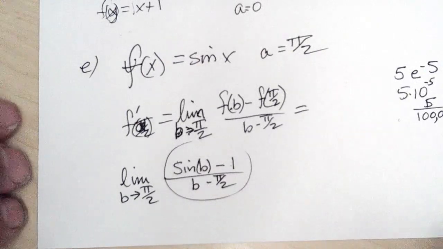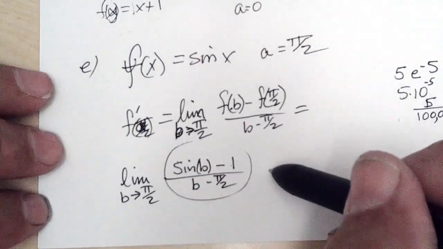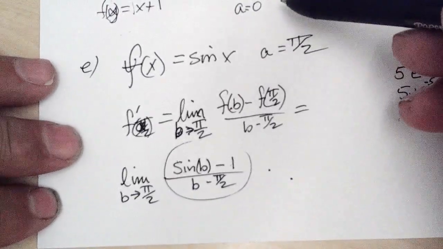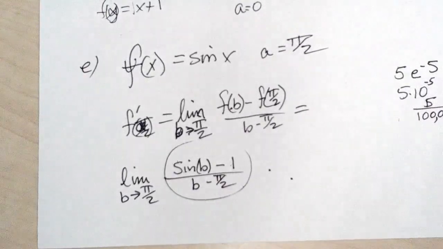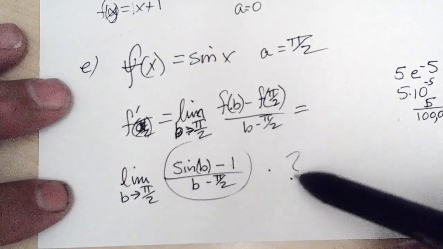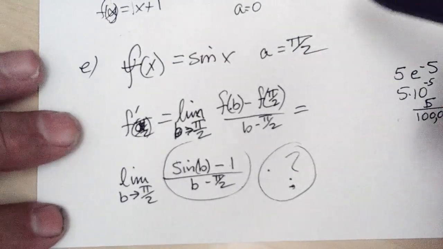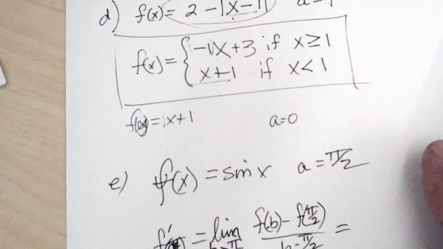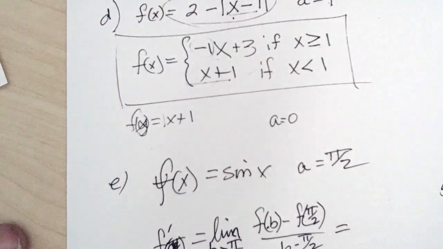And so this one doesn't easily solve with algebra. Just like the absolute value has a problem solving with algebra, this one also has a problem solving with algebra. So they're not expecting you to be able to do that one or the absolute value one. But the slope at pi over 2 is 0.